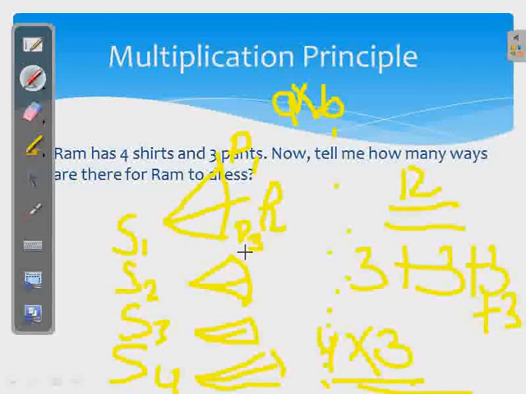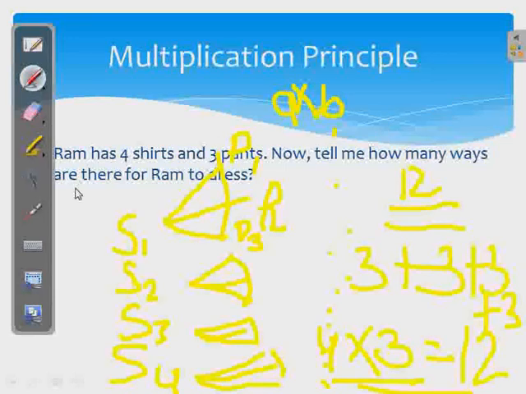they can be combined. So as we saw here, with the first 4 shirts we had 3 pants options for each of them, and so we got 3, 6, 9, 12, and we can generalize this as 4 times 3, because for every one we have 3 items. So we multiply 4 by 3 and we got 12, and this is the multiplication principle.